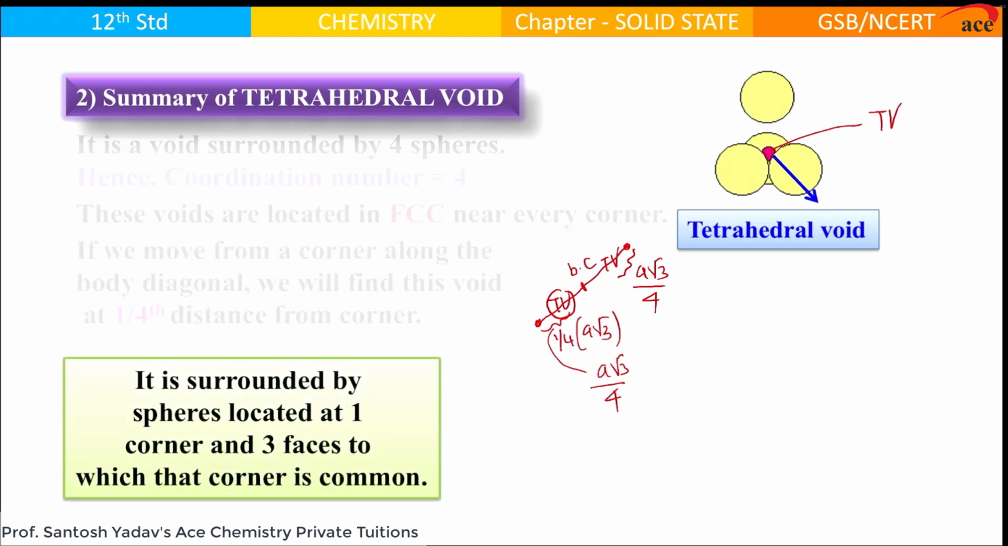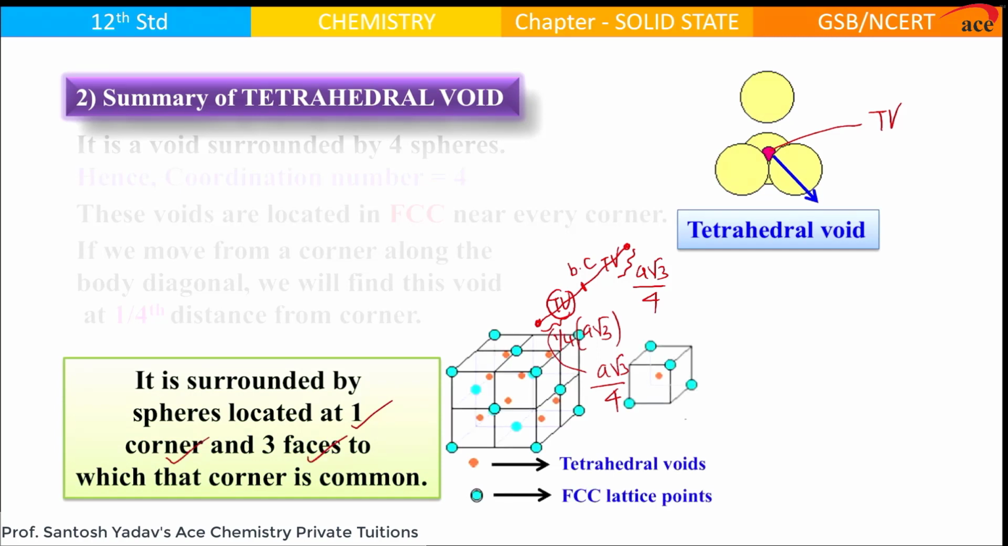So it is surrounded by spheres, one corner and three faces. That is the identity of a tetrahedral void. Are you able to see this diagram? So many red colored spheres are tetrahedral voids. If you take any body diagonal, you will find two tetrahedral voids. Now, how many body diagonals does any sphere have?